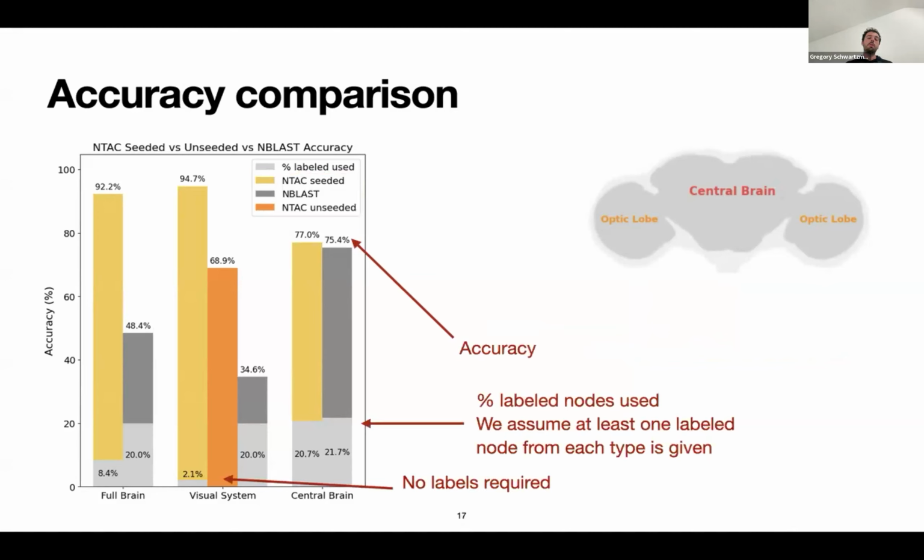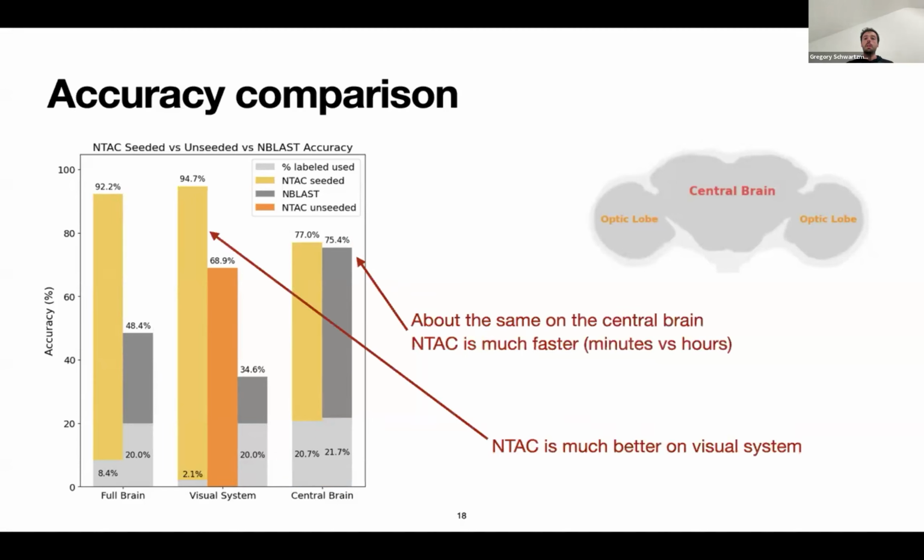So what you see here on top is the accuracy that we get. On the bottom, the gray bars are the percentage of labeled nodes used by the algorithm. And note that for the unseeded version, this is simply 0. It doesn't take any labeled nodes. So let's look at the results. So for the central brain, we perform about the same as NBLAST, although we're much faster because we don't really need to worry about morphological data.